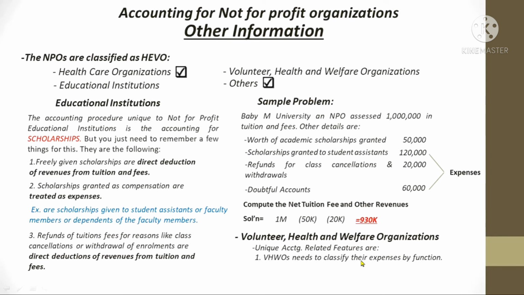And lastly, you need to remember that the main source of revenues of voluntary health and welfare organizations is donations. Unlike the healthcare organizations and educational NPOs, because these two have customers or clients, or patients in the case of healthcare organizations. And that's it for this video and for this series also.